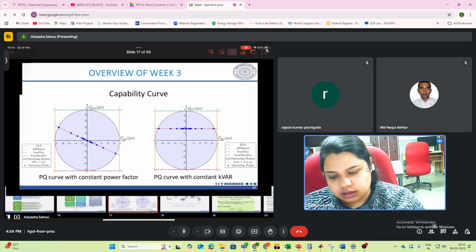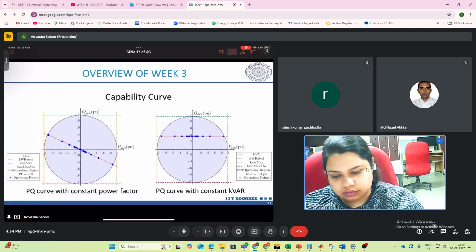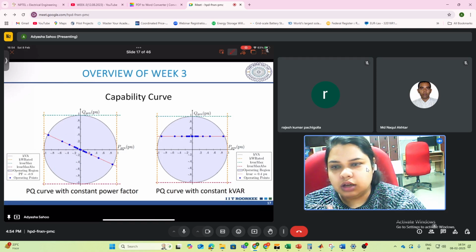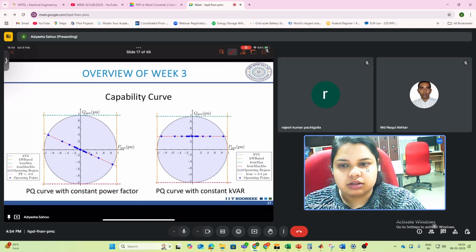And next, we see the capability curve for a battery. A similar capability curve we have also seen for synchronous machines, right? So can you point out what is the difference between the capability curve that you see for a battery and the capability curve of the synchronous generators that we have studied earlier?